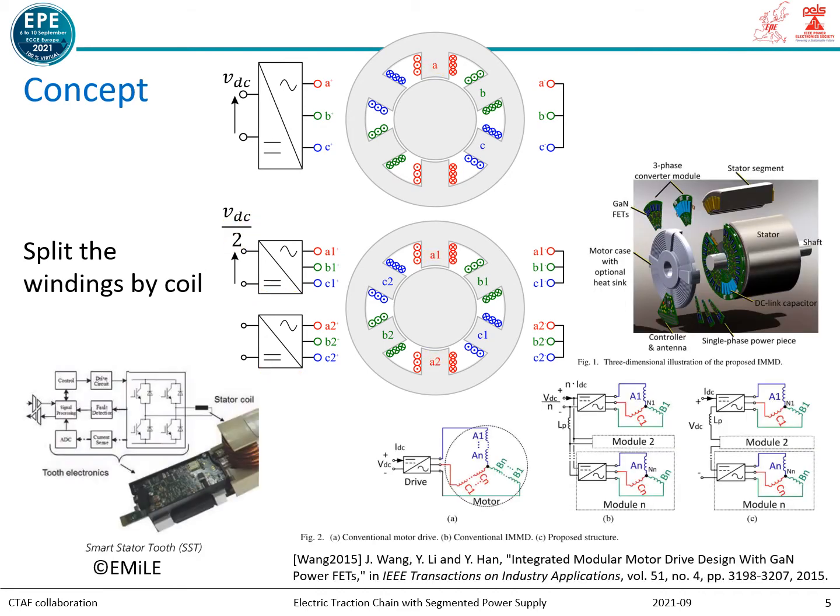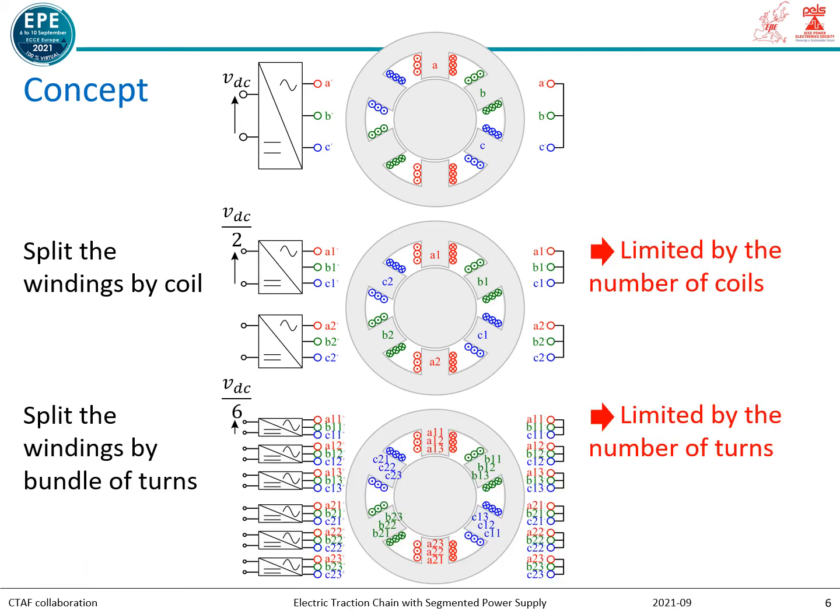Such splitting has already been reported in the literature. For example, Wang split the stator into 3-phase blocks, each block being fed by its own 3-phase converter. We also find this idea with the smart stator tooth of the Emil project. Such splitting enables to add redundancy to the drive and/or to adapt the voltage ratings of the machine and the power electronics. The original idea proposed here is to go further and to split the windings by bundle of turns.